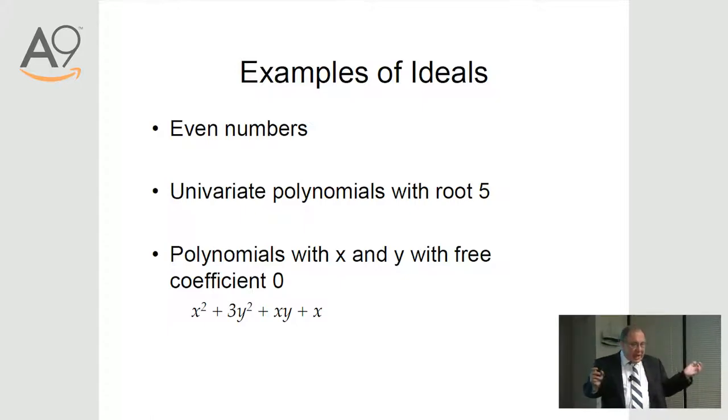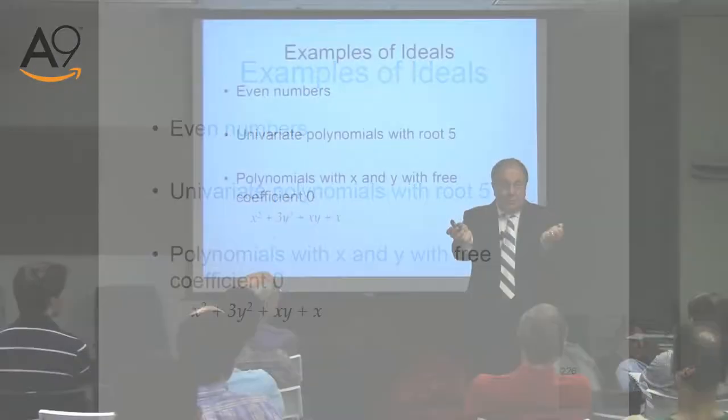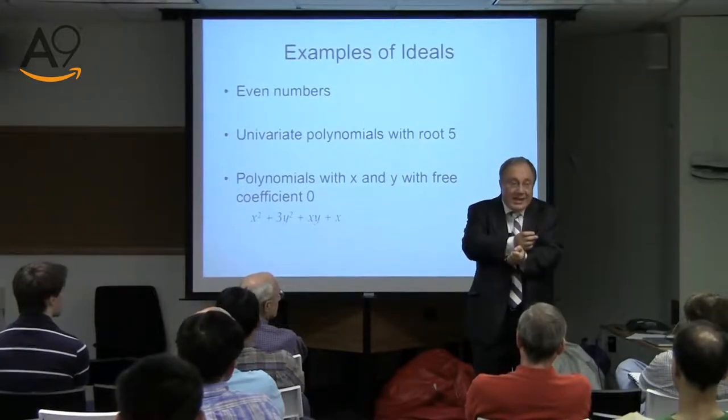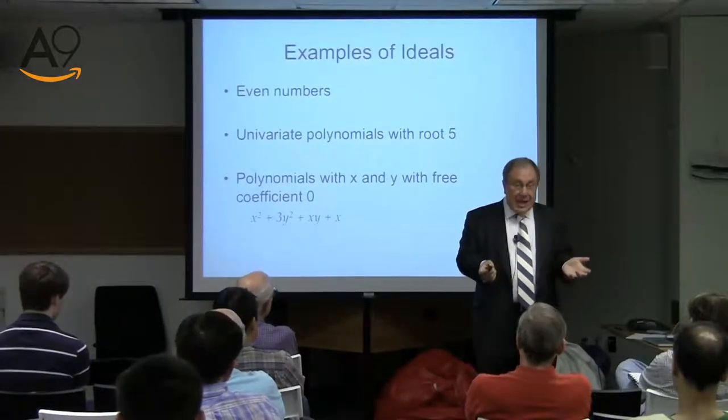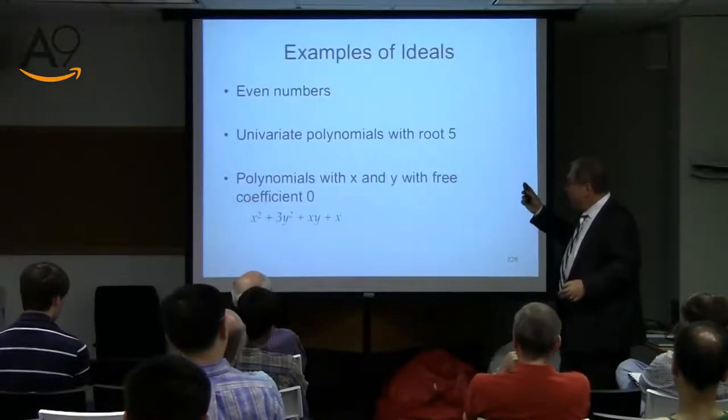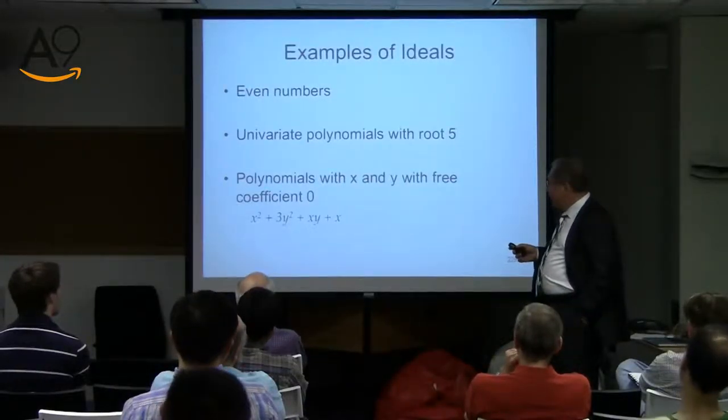Because we take two polynomials, if one has a root 5, meaning its value is 0 at 5, and another has root 5, you add them together, whatever they are, whatever their degree, it has root 5. Now, if you multiply a polynomial by any other polynomial, even a very big one, it still will have root 5. It's not going away, right? So, polynomials with root 5.